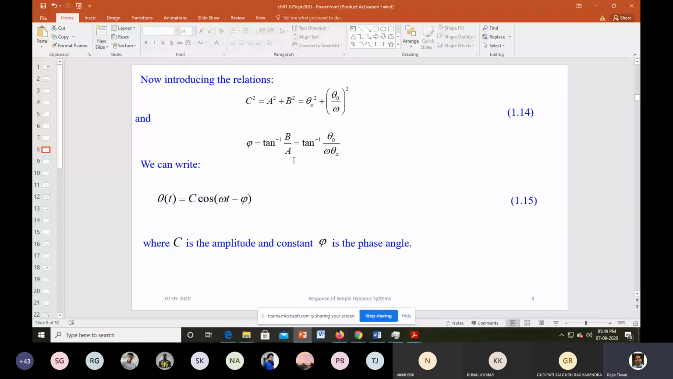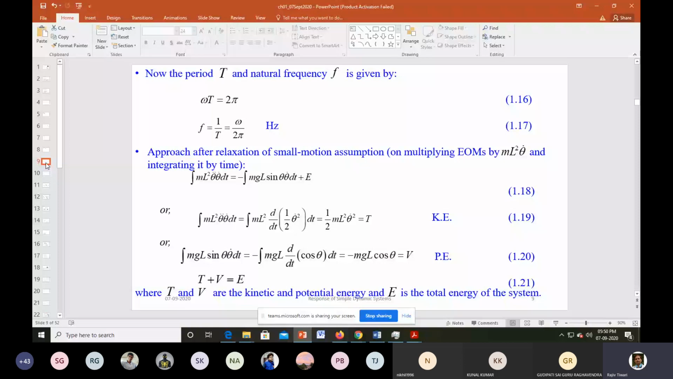So the phase and the amplitude, I'll talk about the physical meaning of the phase and amplitude subsequently. So C is the amplitude and this is the phase. Okay. So one more slide. Yeah, this slide I will complete, then I will stop here.